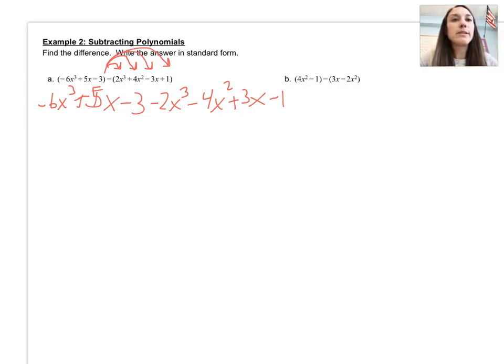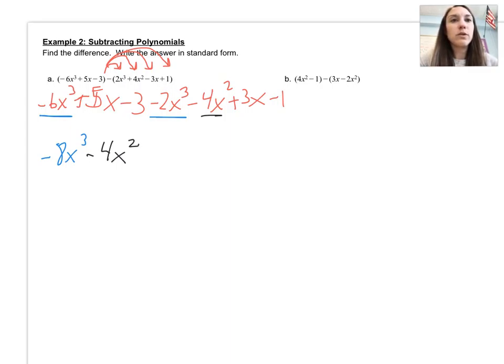So looking for our biggest exponent, which is 3, we have negative 6x to the third and a negative 2x to the third, which would give us negative 8x to the third. Then we're looking at our next exponent, which would be a 2, and we have a negative 4x squared. So we get minus 4x to the second.